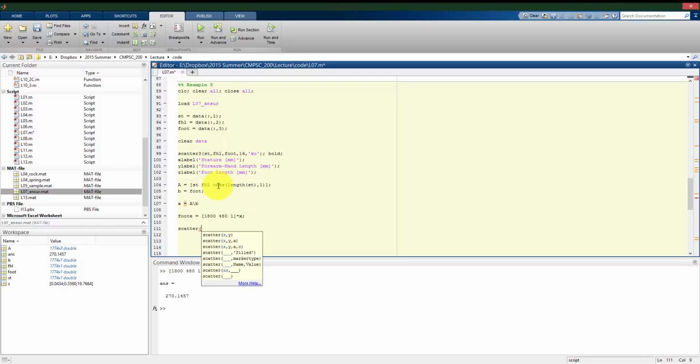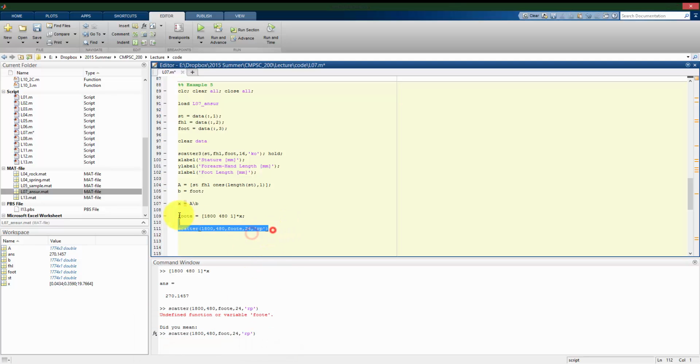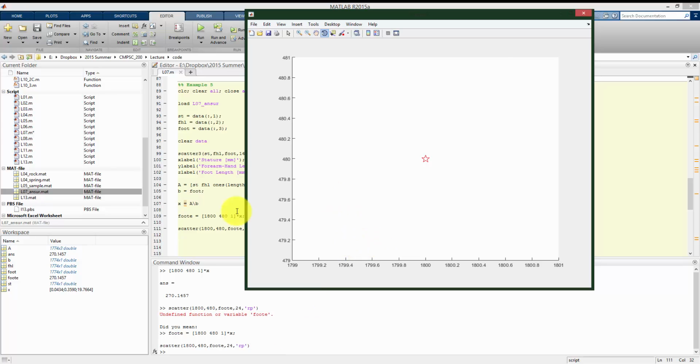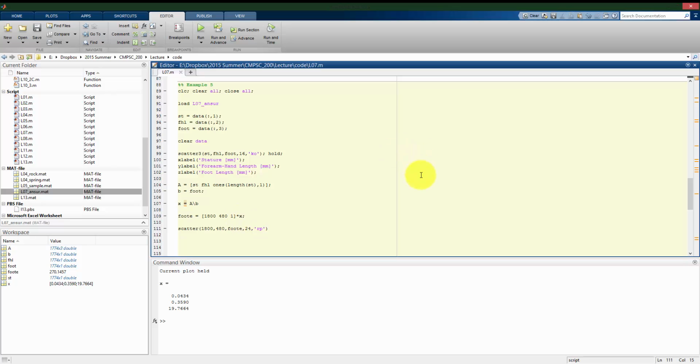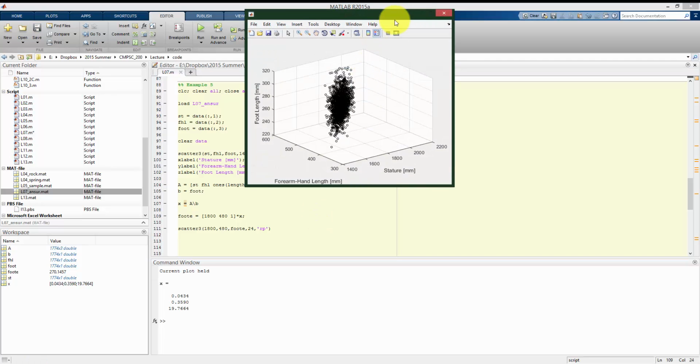And let me add that to the data cloud, just this point. So again, their X value is 1800, their Y value is 480, and now the Z value is 270, but it's also stored as foot E. I'm going to add this, and I'll do this as a red star so that I can see it. So find foot E first. Rerun this all. I made a mistake here because I need scatter 3 since it's a 3D plot. That's why it didn't work.